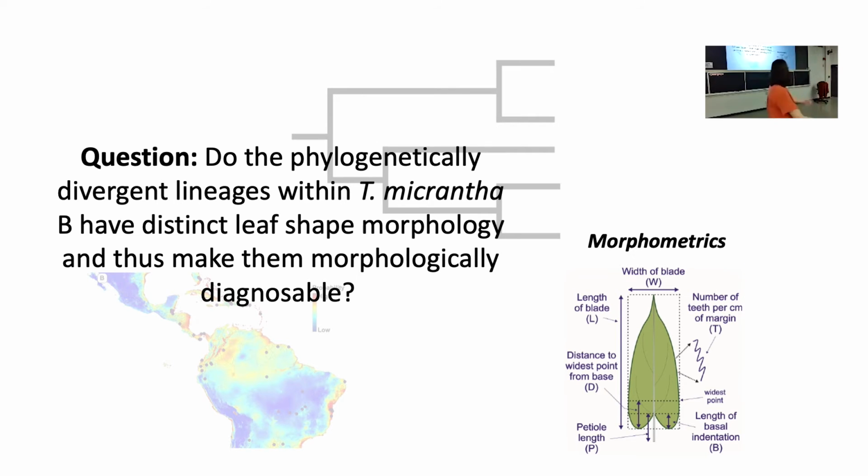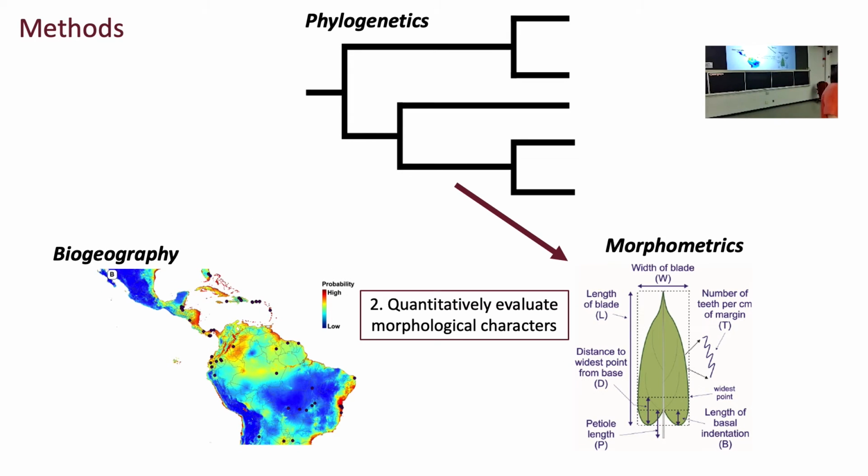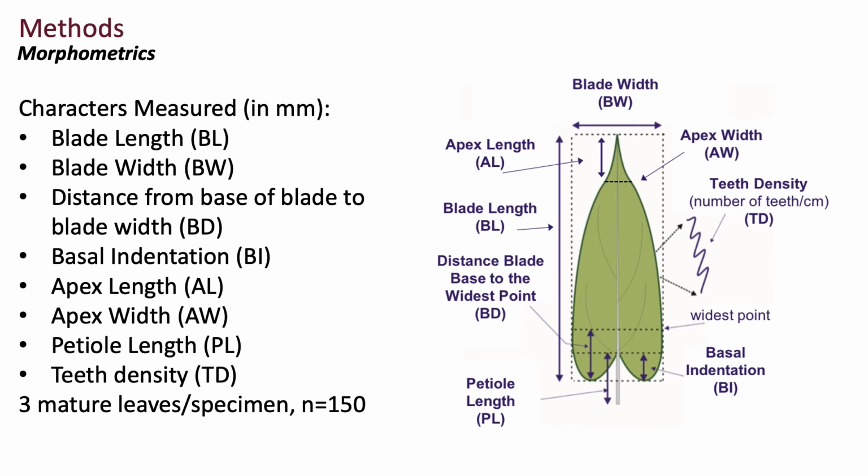All right, so now we've done the phylogenetics, so let's think about the morphology. And the question that I'm addressing for the morphology is, do the phylogenetically divergent lineages within Trema micrantha B have distinct leaf shape that can make them morphologically diagnosable? So to answer this question, we need to really evaluate leaf-shaped characters or morphological characters.